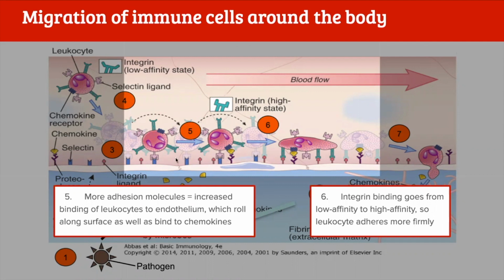And then these leukocytes will begin to roll along the surface of the endothelial wall of the blood vessels. And they also bind to chemokines. Okay, so you can see binding of chemokines here. And yeah, it's just rolling along. So then 6, your integrin binding goes from low affinity to high affinity. So your leukocytes will adhere a lot more firmly. Okay, so you can see your integrin is like this aqua color.